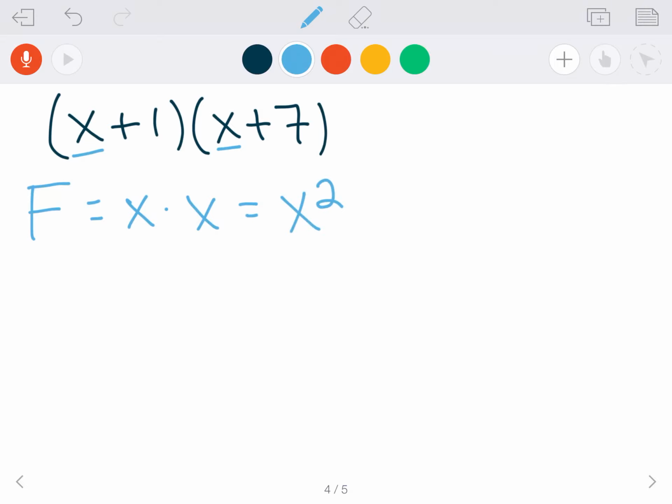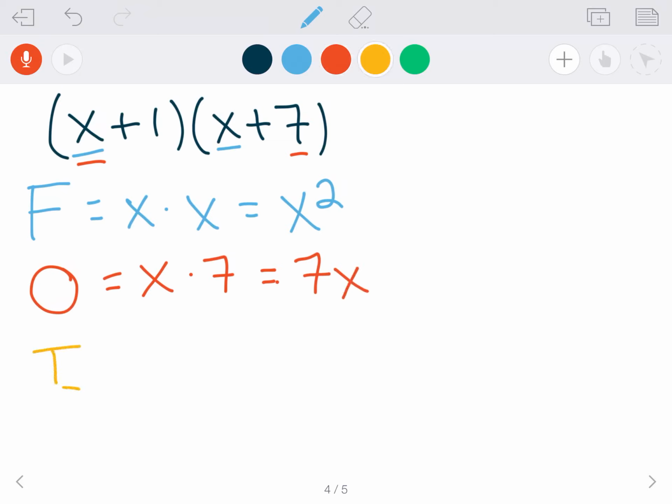X squared. Okay, looking good so far. Next we have O for outer, so we have x times 7. X times 7. What is that? 7x.